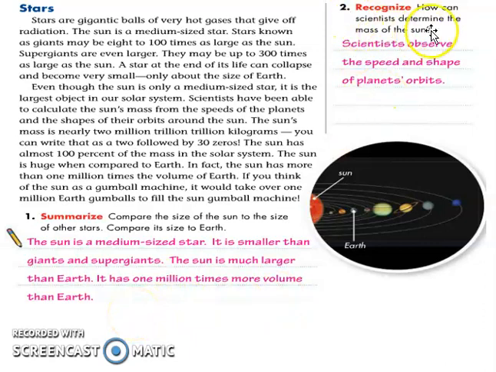Number 2, recognize. How can a scientist determine the mass of the sun? Scientists observe the speed and the shape of the planet's orbit. Of course, if the planet is smaller, it moves faster compared to other planets that are heavier. Okay, so let's proceed to the next slide.